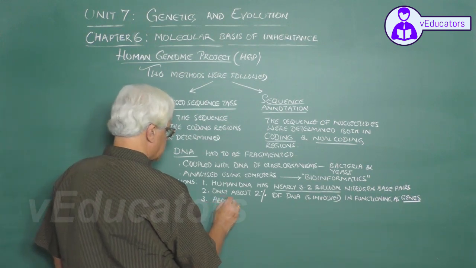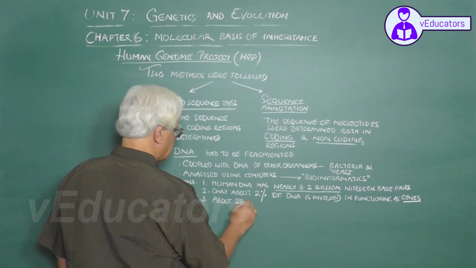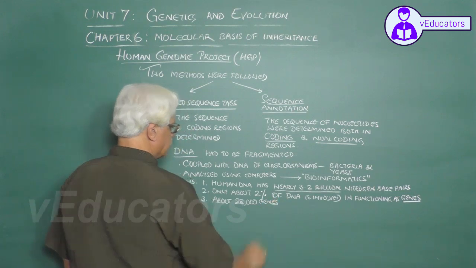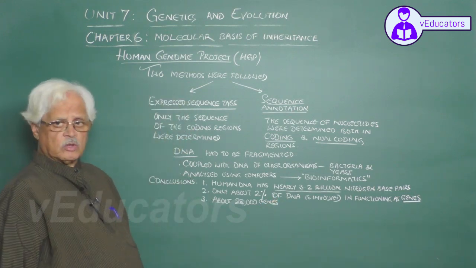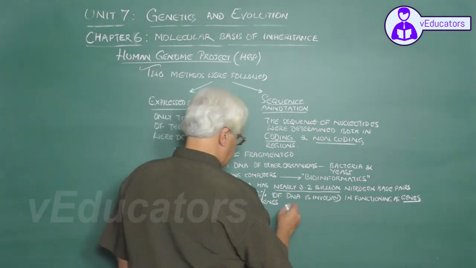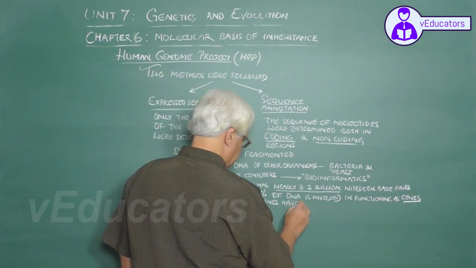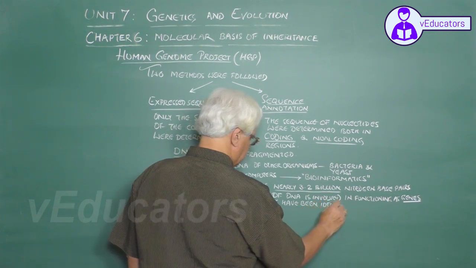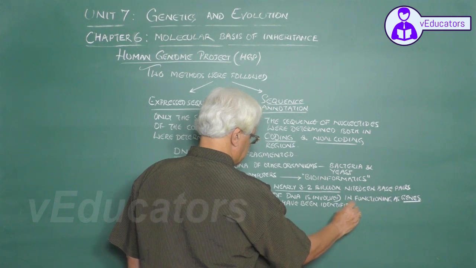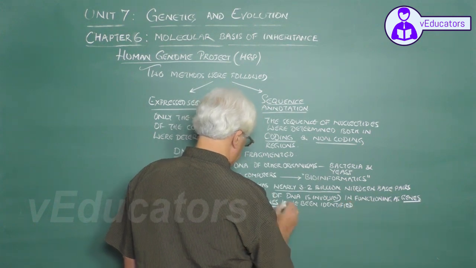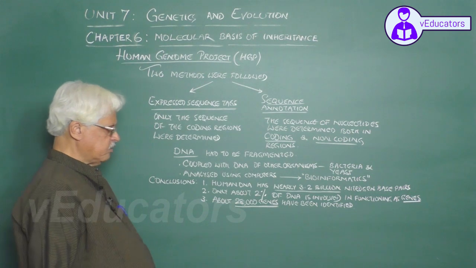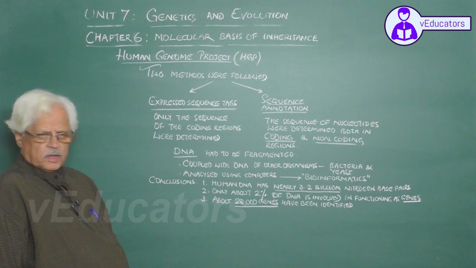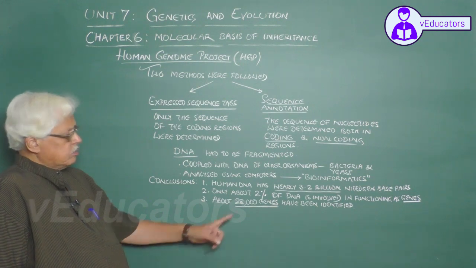About 28,000 genes have been identified in the human DNA, in the human genome.